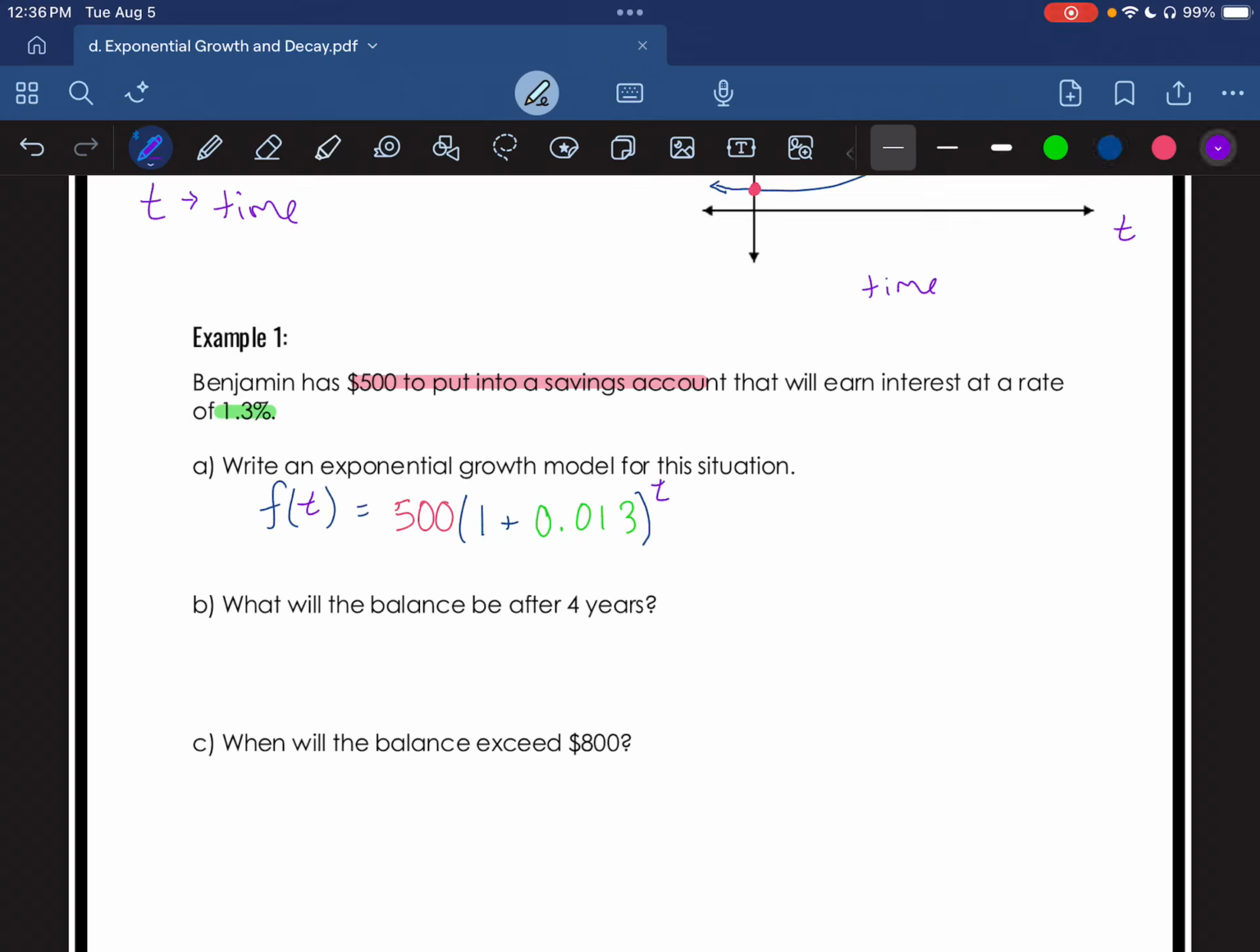All right, so if I want to know what the balance is going to be after 4 years, that's a t value. So what I'm going to do is plug 4 into my function for t. And so I'll have 500 times 1.013. I just went ahead and added it myself. You can plug it into your calculator still. It's 1 plus the decimal though. All right, and then you can plug that whole expression into your calculator.